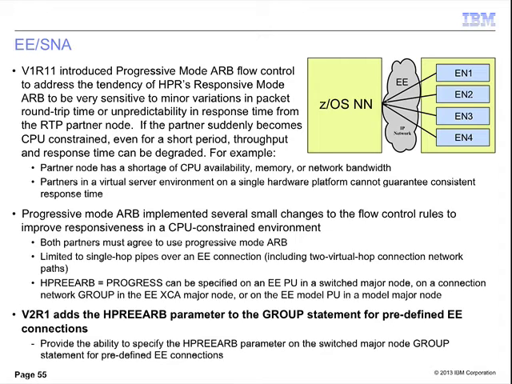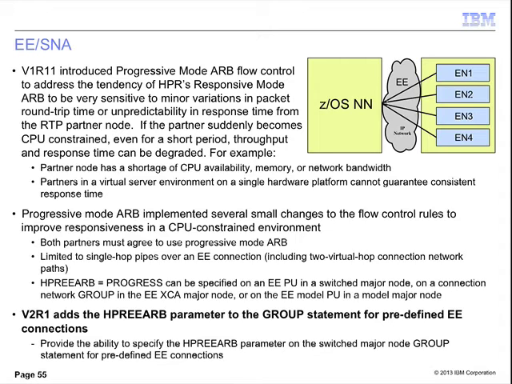And it had to be negotiated with a partner. The way you defined it was via a keyword called HPRARB that you specified on a single PU, a switch PU in the switch major node, or on the group in the XCA major node, or on a model PU. Very limited where we let you do that, and that fit our picture of where we were going with this. We said, well, this is not something that's going to be used very often. It'll be used only in a very few simple cases.